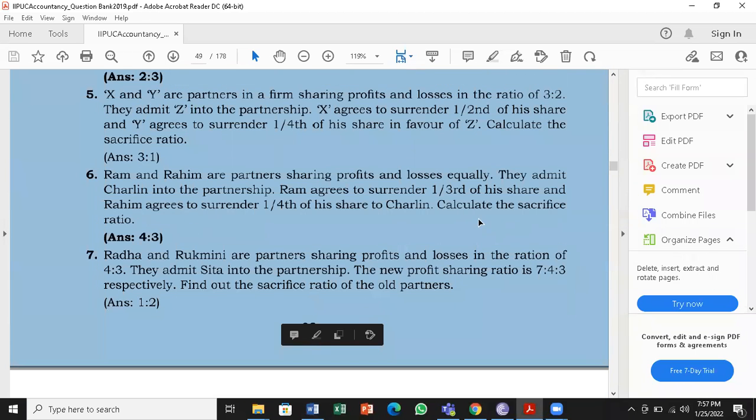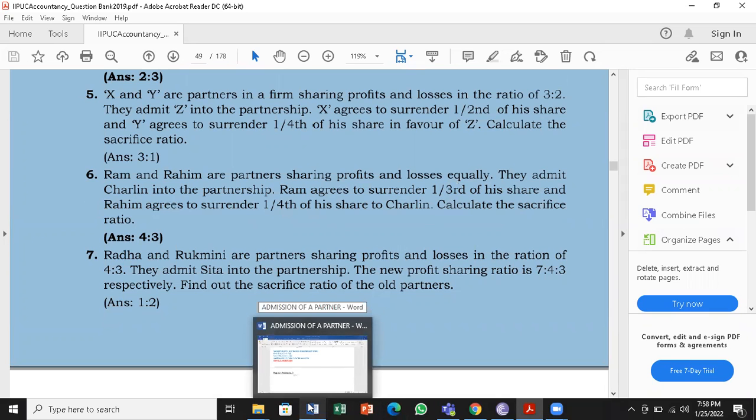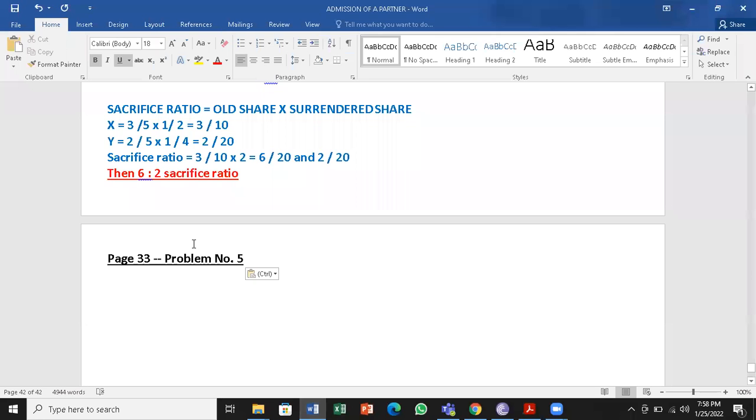So problem number 6, we will move on to. Ram and Rahim are partners sharing profits and losses equally. Underline the word equally. They admit Charlene into partnership. Ram agrees to surrender, underline the word surrender, 1/3 share. And Rahim agrees to surrender 1/4 share to Charlene. Calculate sacrifice ratio. So equally is the word you have to remember.